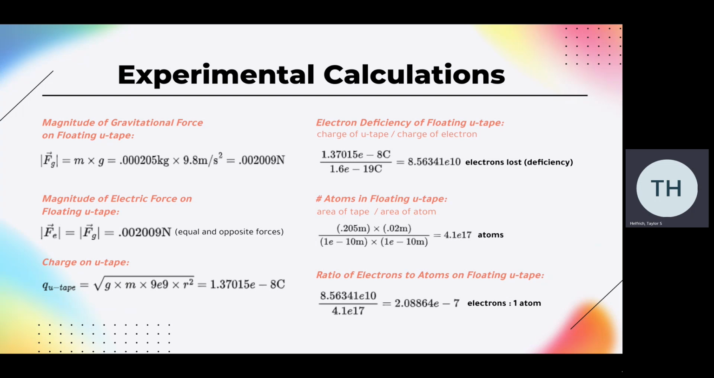Then we found the number of atoms in the floating U-tape, where you take the area of a tape over the area of the atom. And lastly, find the ratio of electrons to atoms on the floating U-tape.